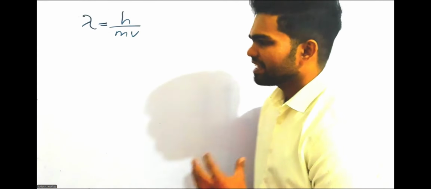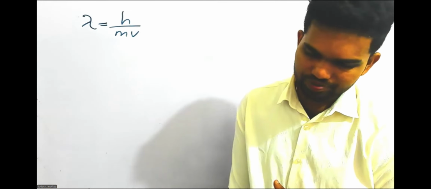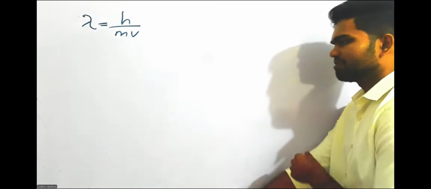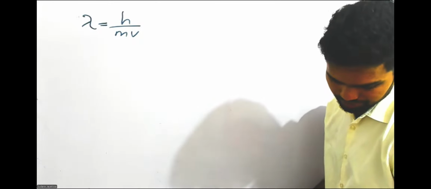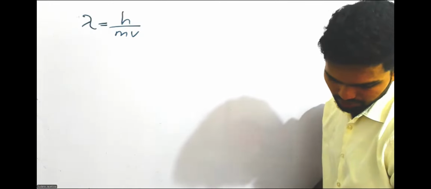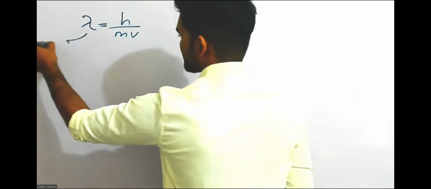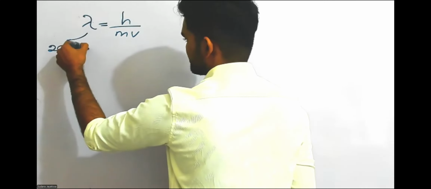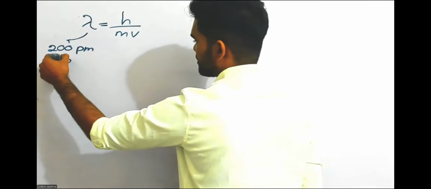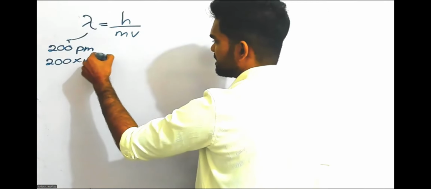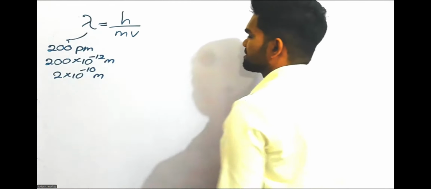Understand? So like that, here it is asking us to find the speed of an electron. We'll see what it is telling. Yeah, the de Broglie wavelength is given as 200 picometers. If you put it into meters, it will be 200 times 10 to the power minus 12 meters. That means 2 times 10 to the power minus 10 meters.